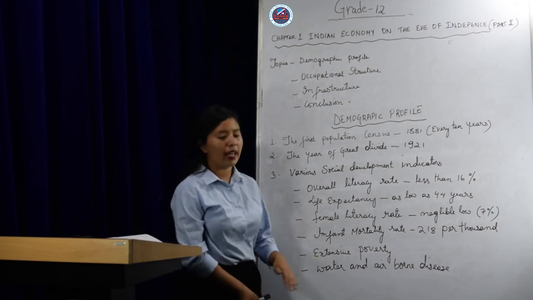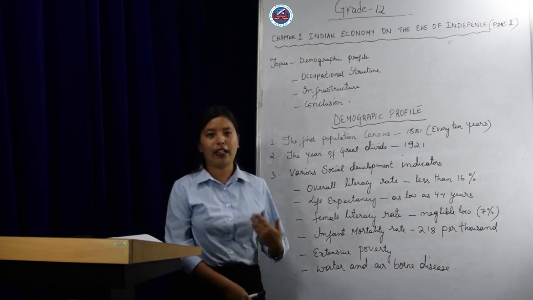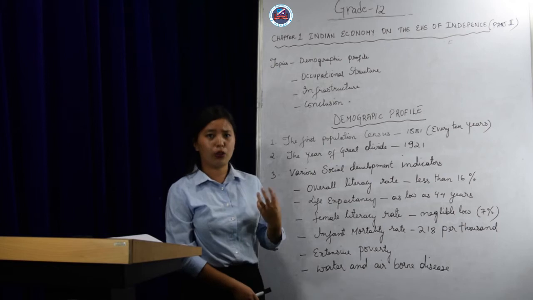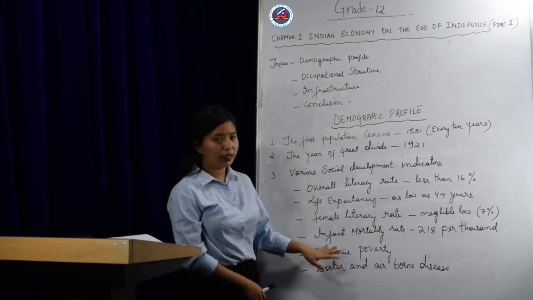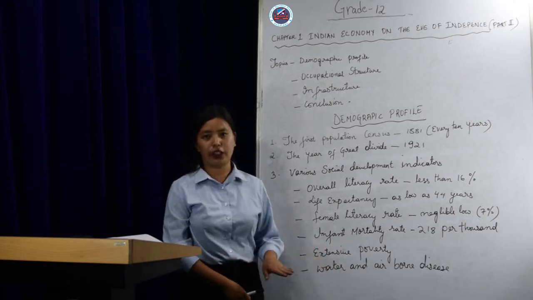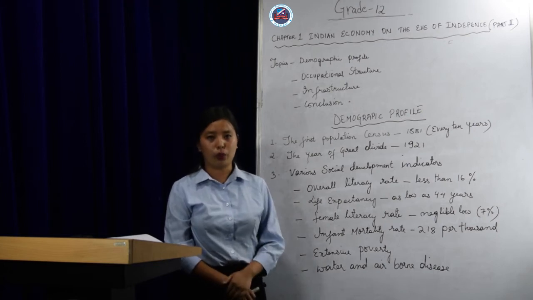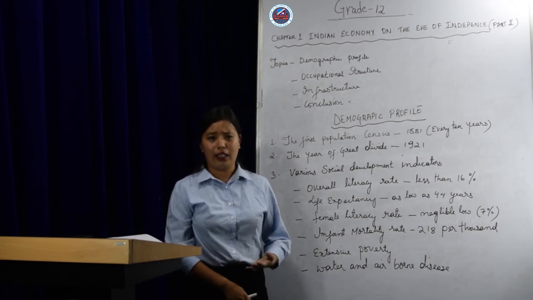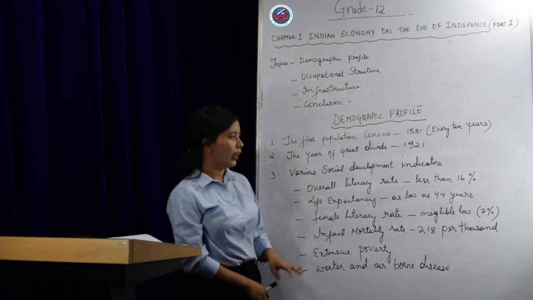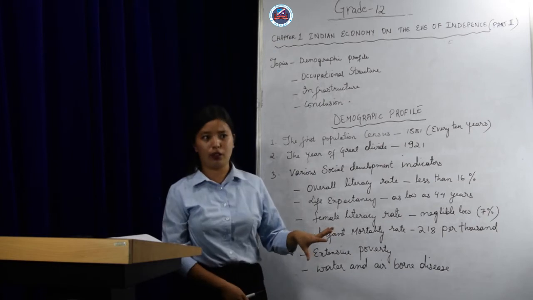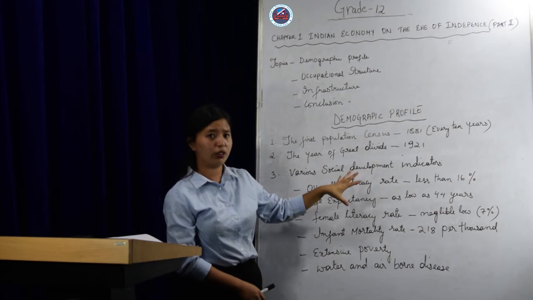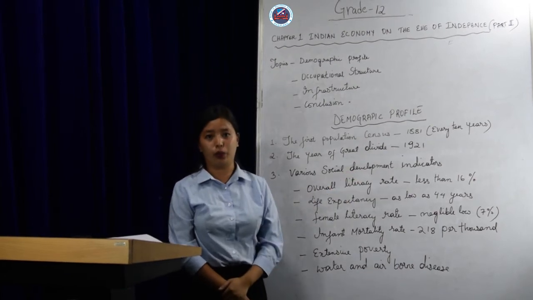This shows that we had a lack of knowledge, healthcare facilities, or nutritional status. Not only that, we had extensive poverty during the British colonial rule, and water and airborne diseases were also quite high and quite huge. So these were some of the demographic conditions, population conditions during the British colonial rule.